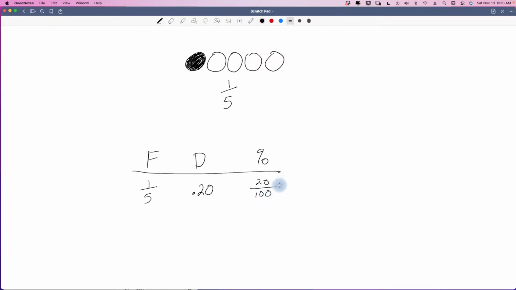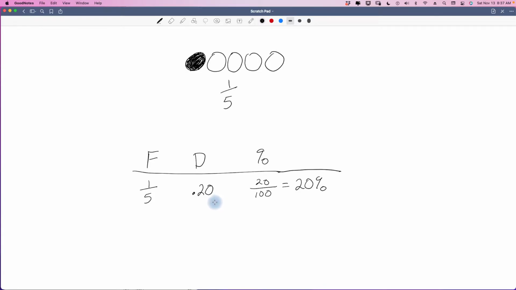Now we can turn this into a percent. Now we can say that that is 20%, because we know that anything out of 100 is a percent. Because that's what percent means. It means out of 100. So we could take any fraction now and turn it into a percentage or a decimal because we have those skills.